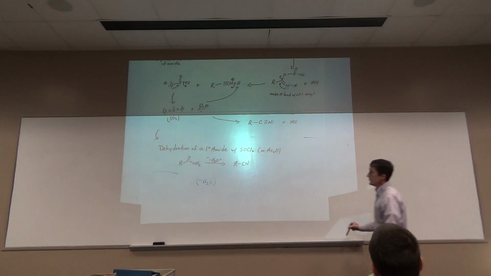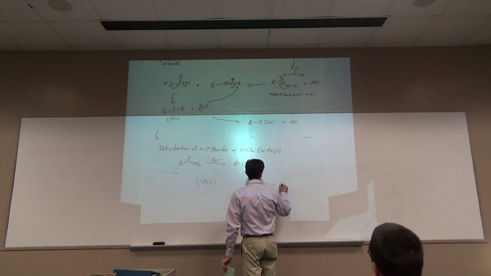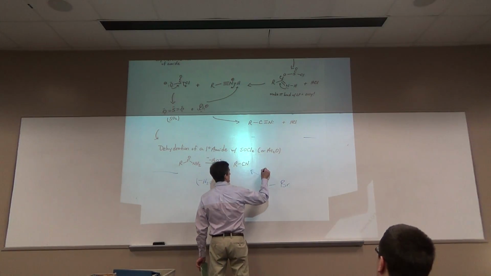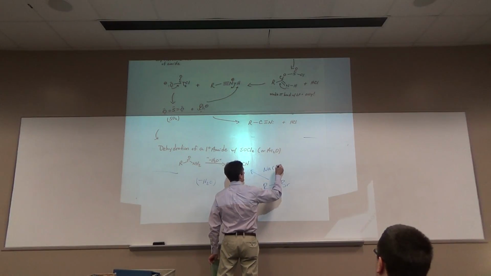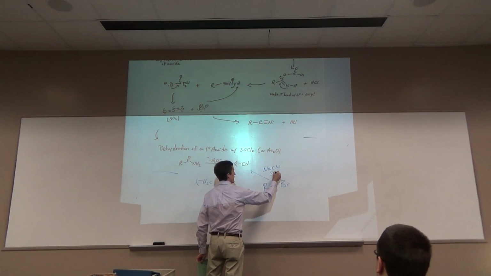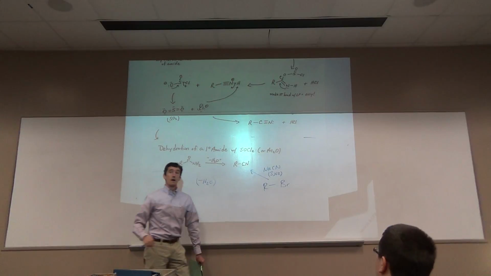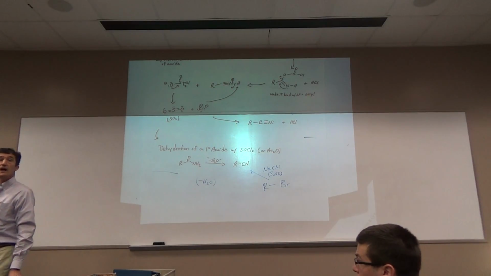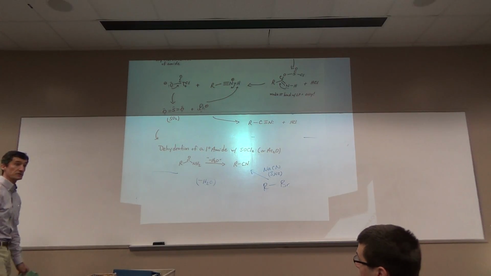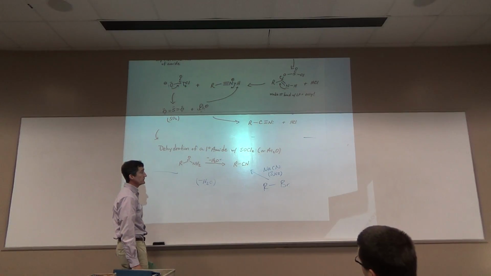Of course, the other common way to make nitriles is to take something like this and react it with sodium cyanide and just do an SN2, because cyanide is such a common nucleophile that you can purchase and use for SN2.